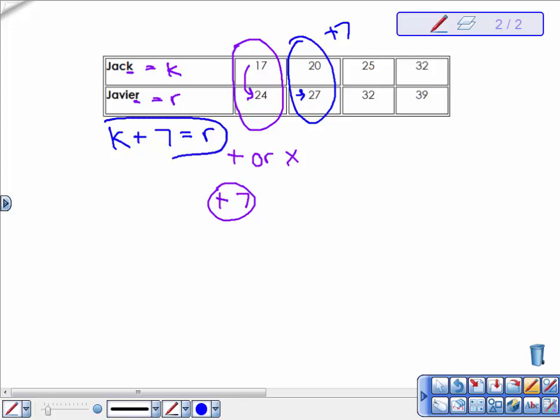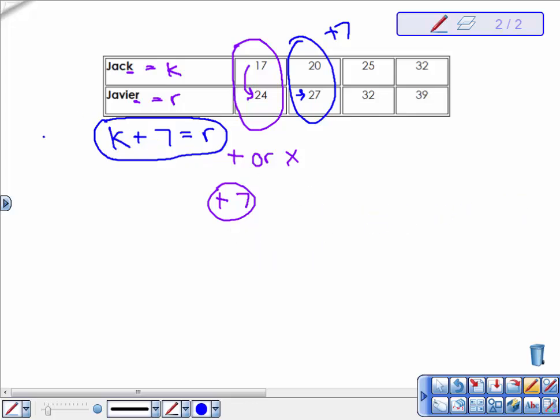This math problem looks fancy, but if you say it out loud and substitute what those letters mean, it's really not that hard. We're just saying that whatever the number of cards Jack has, if you add 7 to that, you get the number that Javier has. So it's the same way of saying Jack plus 7 equals Javier. It's pretty much the same thing, but instead of saying Jack and Javier, we just use K and R. And then it gives us a much easier problem to work with.